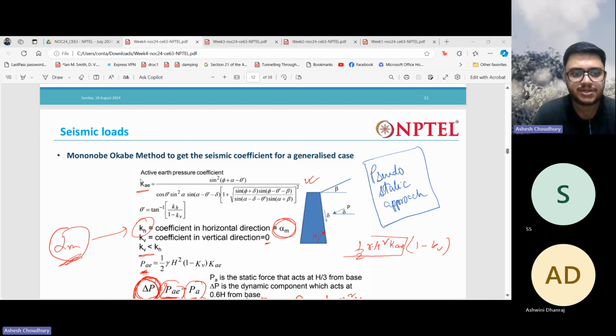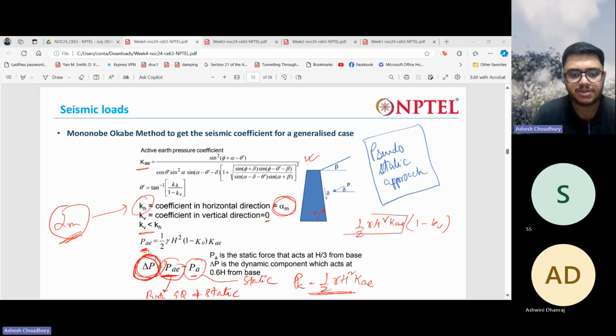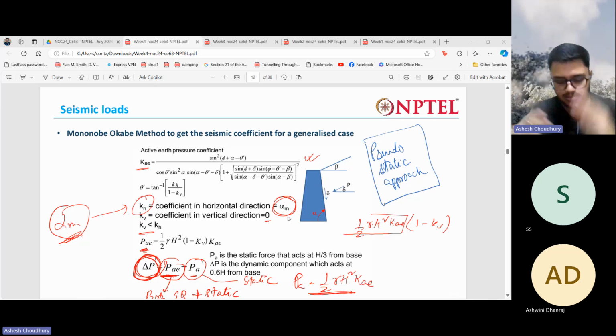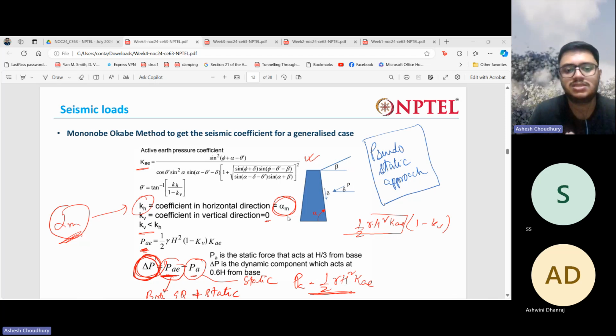The seismic earth pressure is given using the active earth pressure coefficient, and from there we can get the dynamic component of the seismic force. This is the Mononobe-Okabe method. This is actually a pseudostatic approach. The soil is considered to be rigid, and it is considered that from bottom to top in the soil equal accelerations are there. The structure is considered a rigid structure, and then you are developing this. So this is a pseudostatic approach.